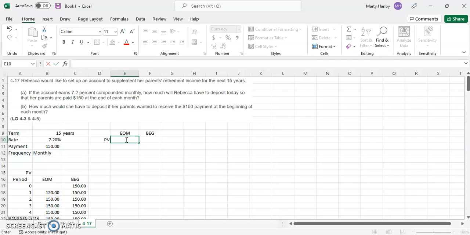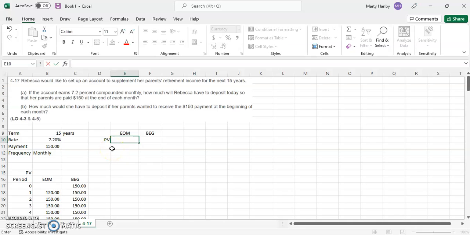Rebecca would like to set up an account to supplement her parents' retirement income for the next 15 years. If the account earns 7.2% compounded monthly, how much will Rebecca have to deposit today so that her parents are paid $150 at the end of each month?